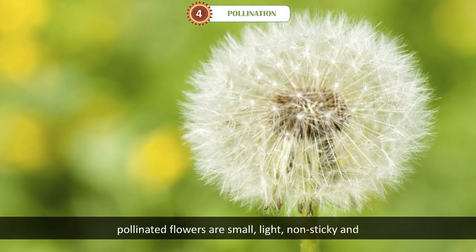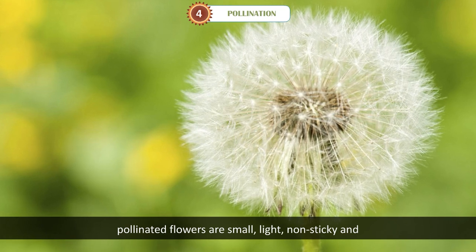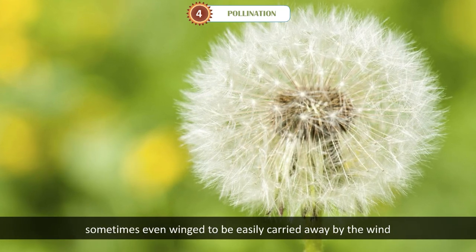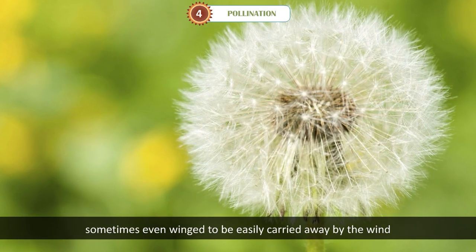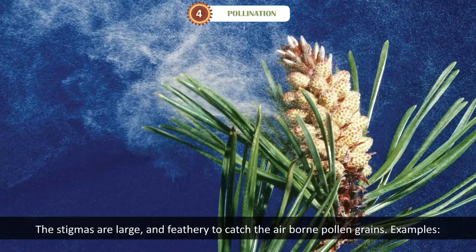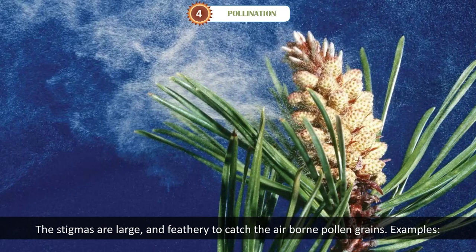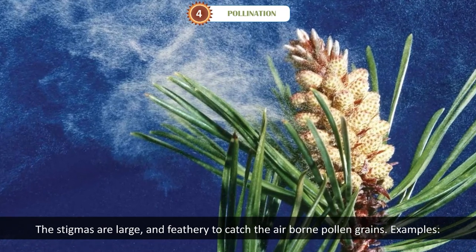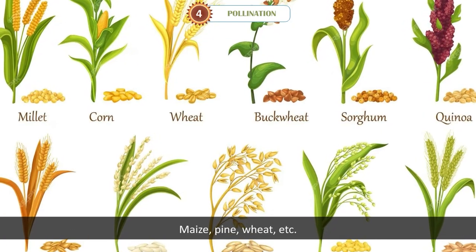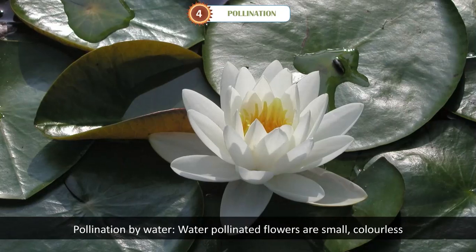Pollination by wind. Pollen grains of wind-pollinated flowers are small, light, non-sticky, and sometimes even winged to be easily carried away by the wind. The stigmas are large and feathery to catch the airborne pollen grains. Examples: maize, pine, wheat, etc.